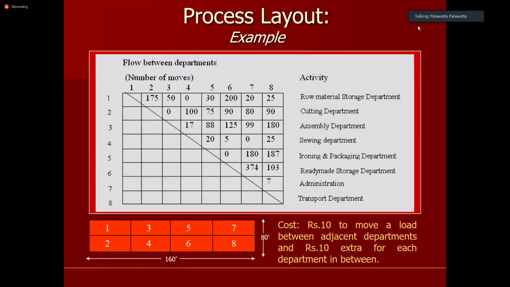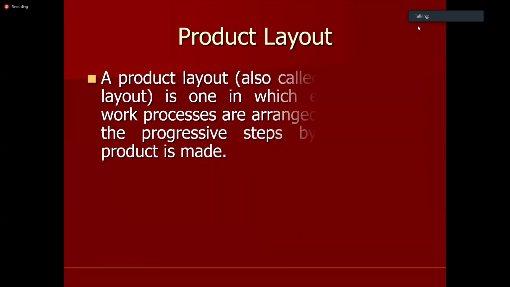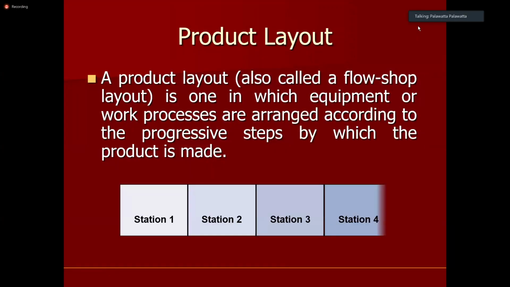We calculated the cost of this layout, right? So, the product layout, also called a flow shop layout, is one in which equipment or work processes are arranged according to the progressive steps by which the product is made. So let's say the product is made in this sequence: station 1, station 2, station 3, station 4.